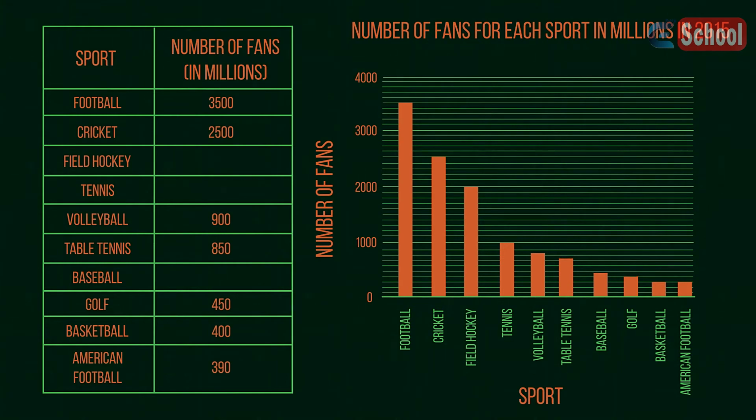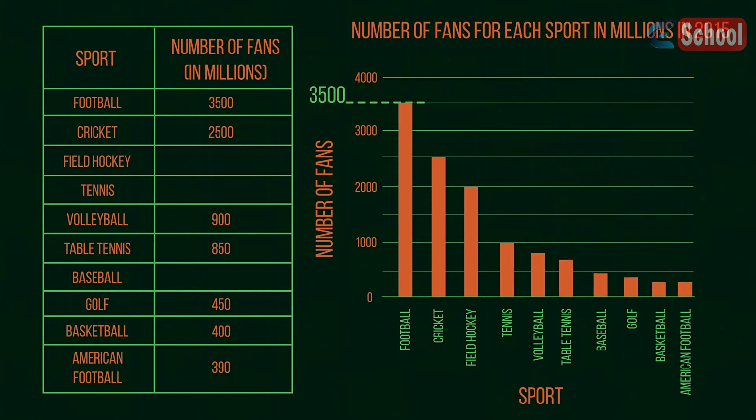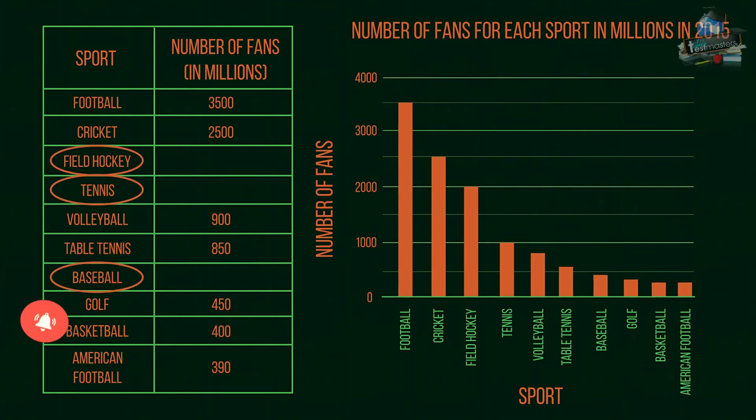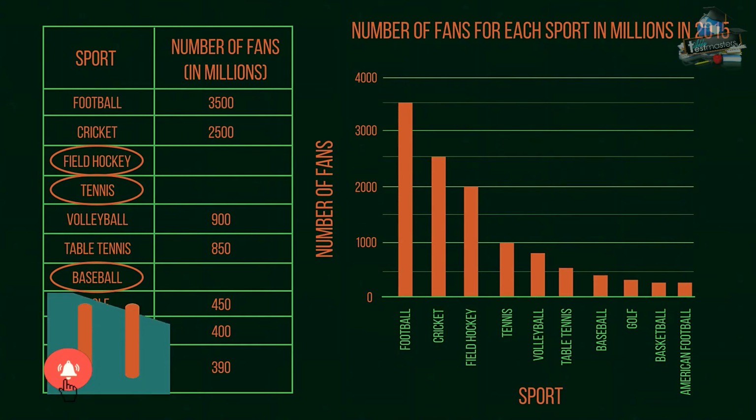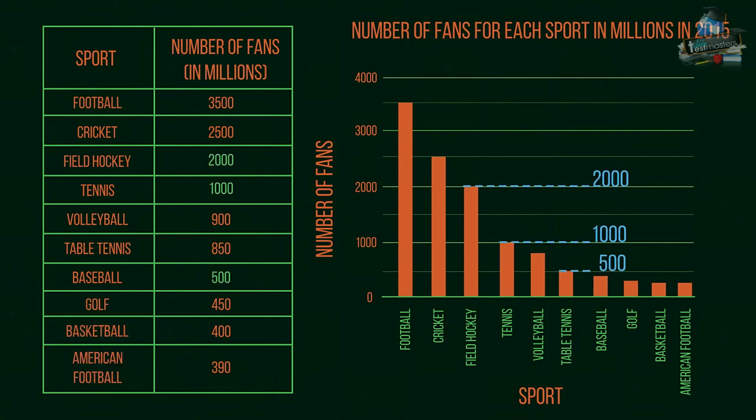So back to the data. 3,500 football fans means the bar is this high. From the bar graph, can you work out how many field hockey, tennis and baseball fans there are worldwide? Pause the video and give it a go. Did you get them right?